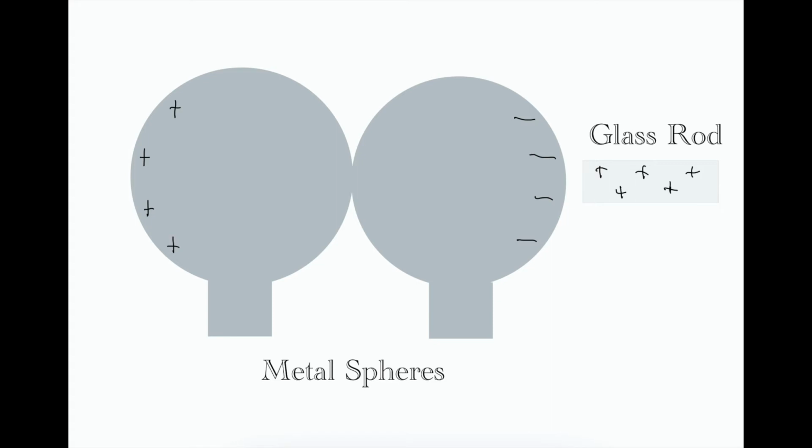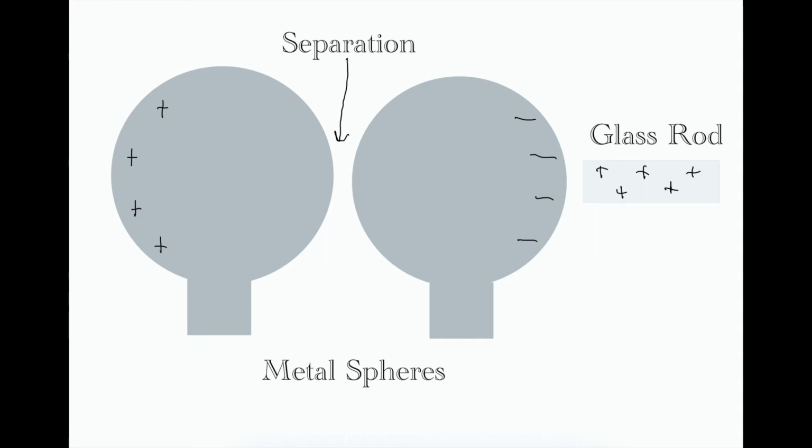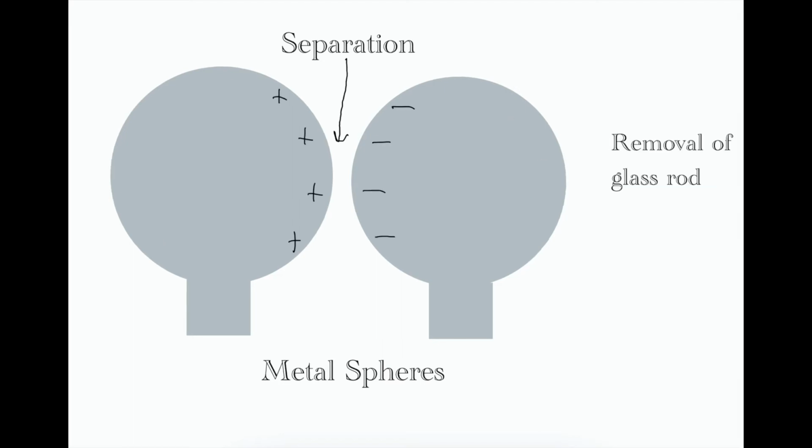While keeping the glass rod close, you can separate the metal spheres, which will cause the negative charges to stay mostly on one metal sphere and the positive charges to stay mostly on the other. We can then remove the glass rod, and once we do that, the negative charges of one sphere will group up towards the edge of where the other metal sphere is, and the positive charges of the other metal sphere will do the same towards the other sphere. This is the principle behind induction, using a conductor and an insulator.